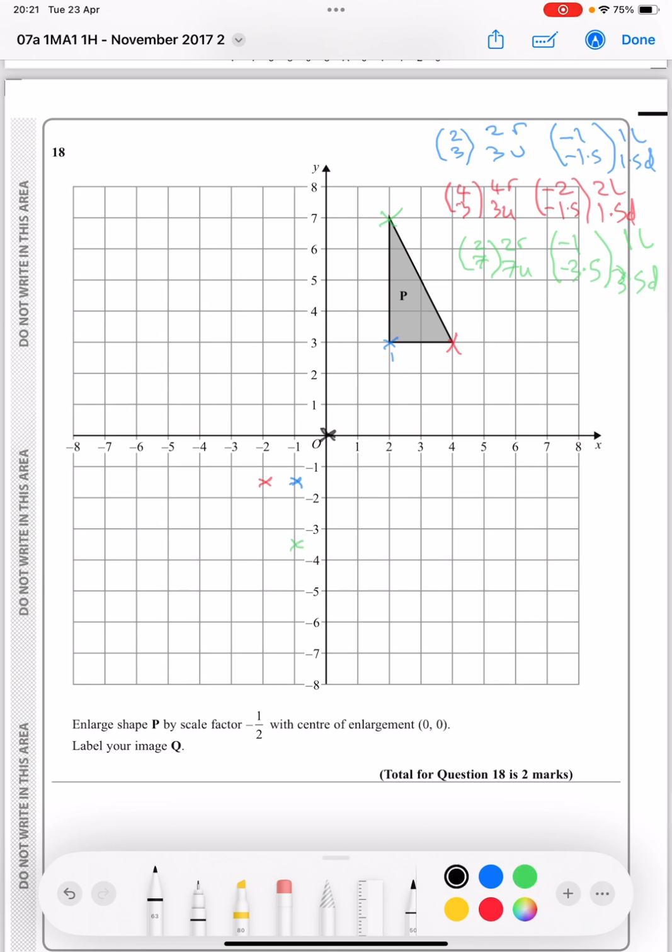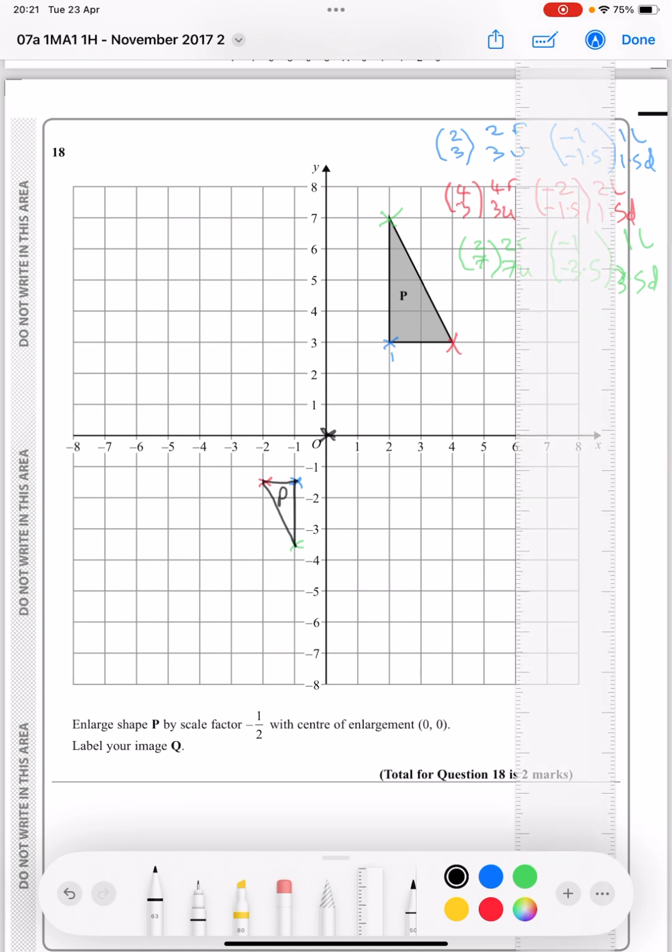If I then join those up, I would use a ruler in an exam, but I'm going to do this like so. Do it as accurate as I can. What I've got is I've got that, and that is shape P.